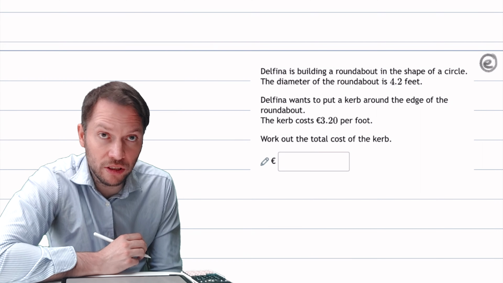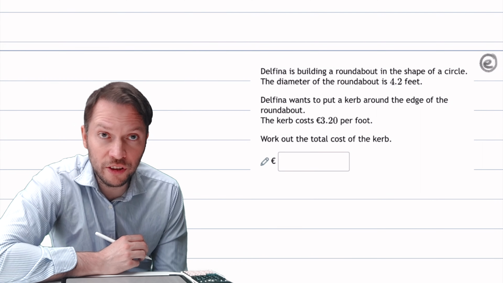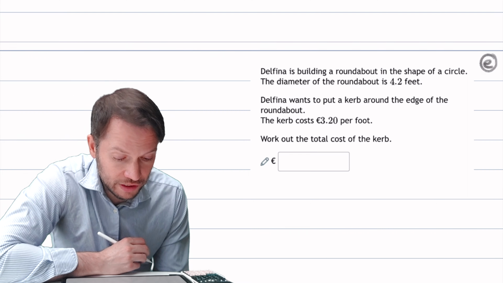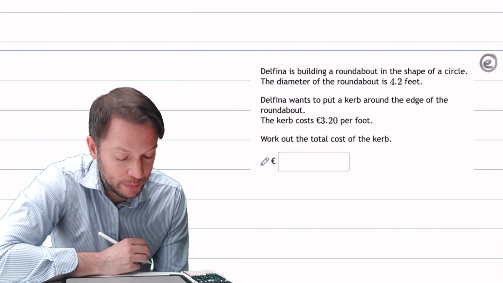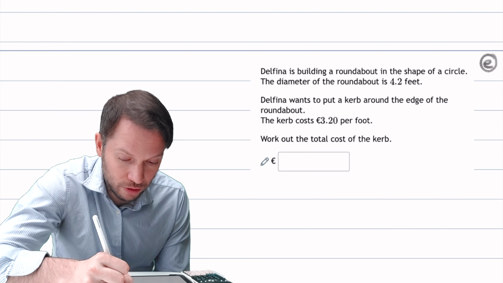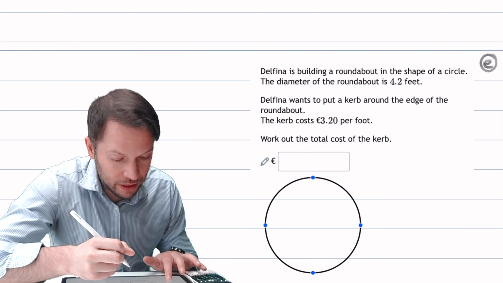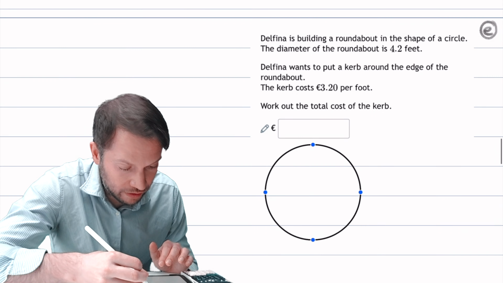Hi, in this video we're going to find a cost associated with a circumference of a circle. Now it says Delphina is building a roundabout in the shape of a circle. Let's draw that circle. Oh, there we go. The diameter of this roundabout is 4.2 feet.